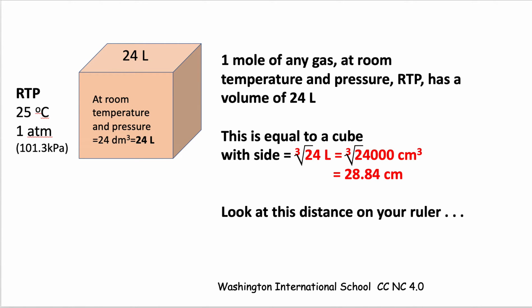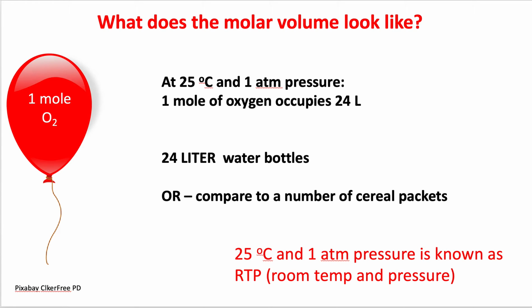And so we're going to have the cube root of the volume, and that will give you the length of a side. 24 litres, we want 24,000 centimetre cubed, so the cube root of that. And it's a little bit under 30 centimetres, and if you look on your foot ruler, you'll see that it's just a tiny bit under the foot, but each side would be 28.84 centimetres.